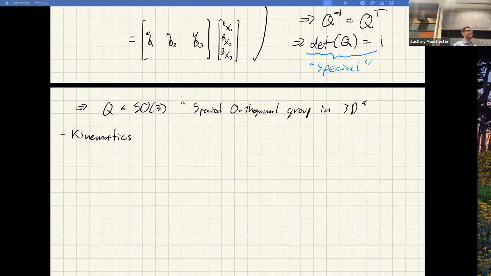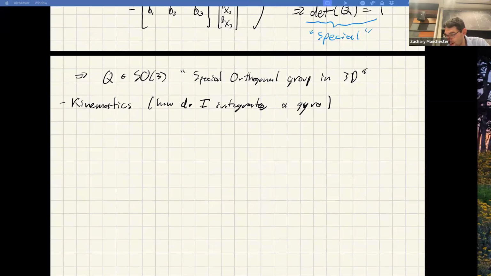Does anyone know how to do that? So that's what we're going to do now. That's rotation kinematics. So we'll say that's how do I integrate a gyro. Okay, so we're going to draw some pictures now and do some thought experiments.